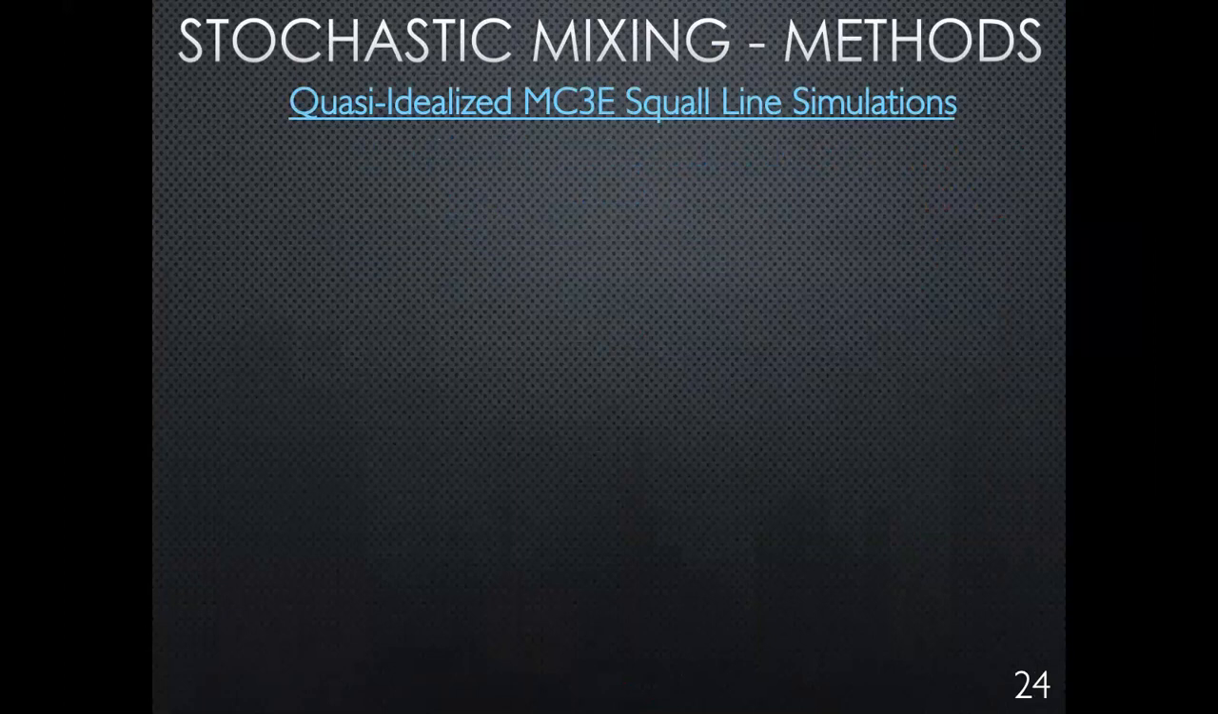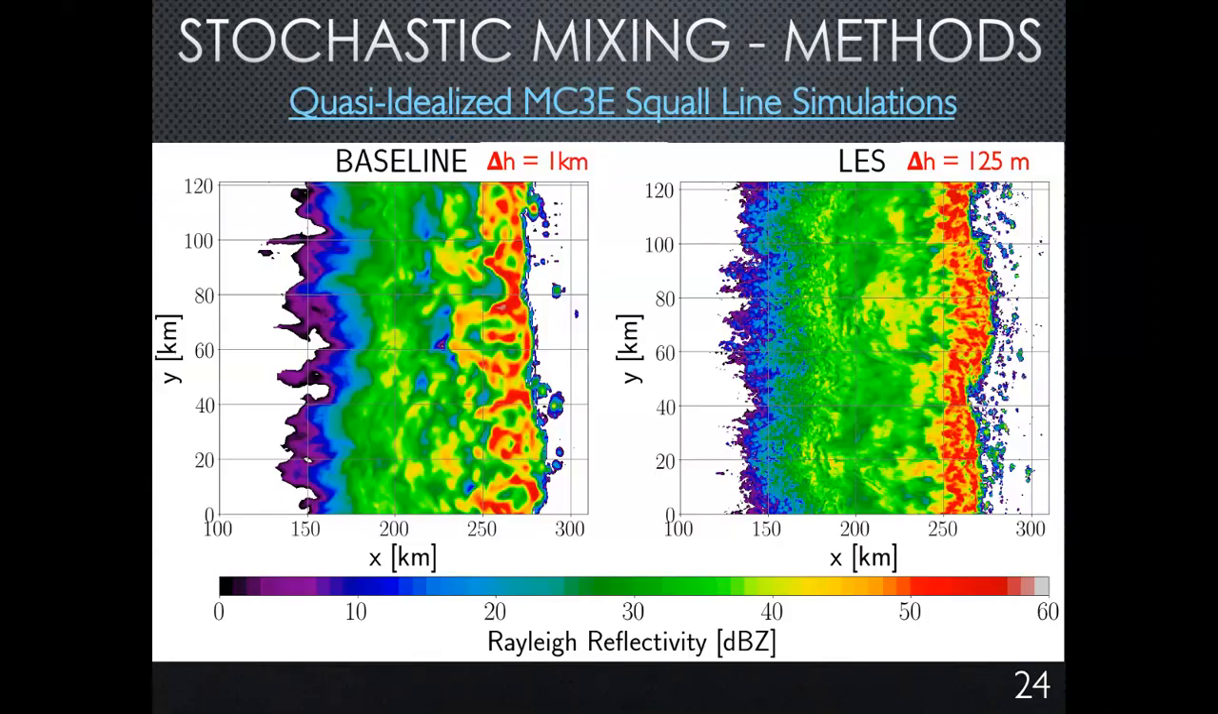And in order to do this, we're going to use a pretty simple framework this time with quasi-idealized MC3E squall lines. All I mean by that is that we used an idealized modeling setup, but we initialized the simulations with observed soundings from MC3E squall lines. As an example, here I'm showing the simulated reflectivity at 2.5 kilometers above ground level at the end of a 6-hour simulation for these squall lines.